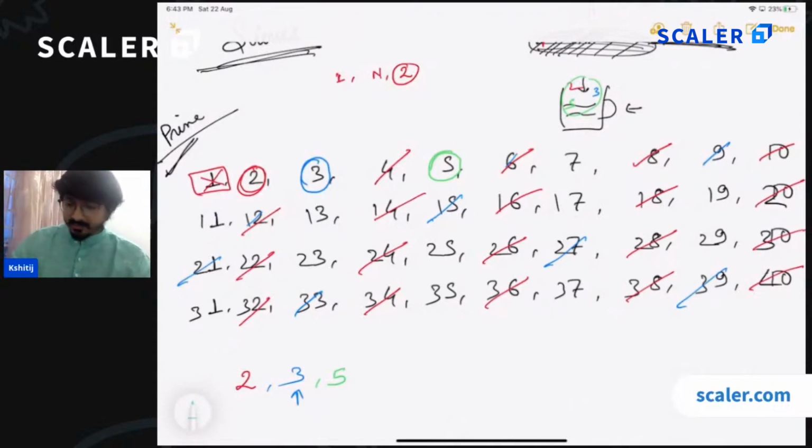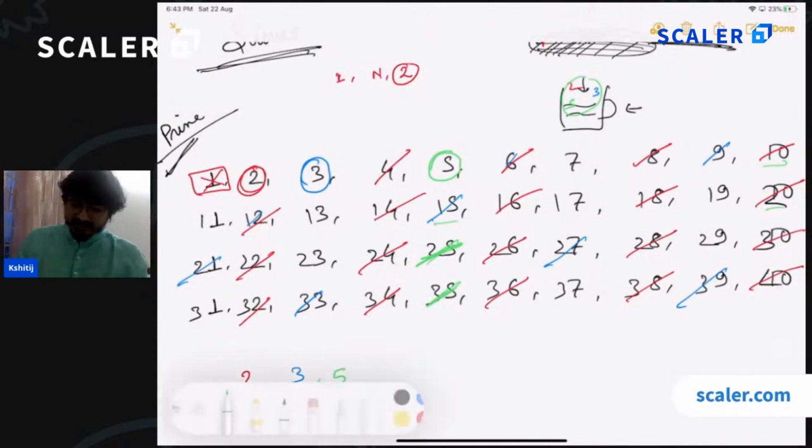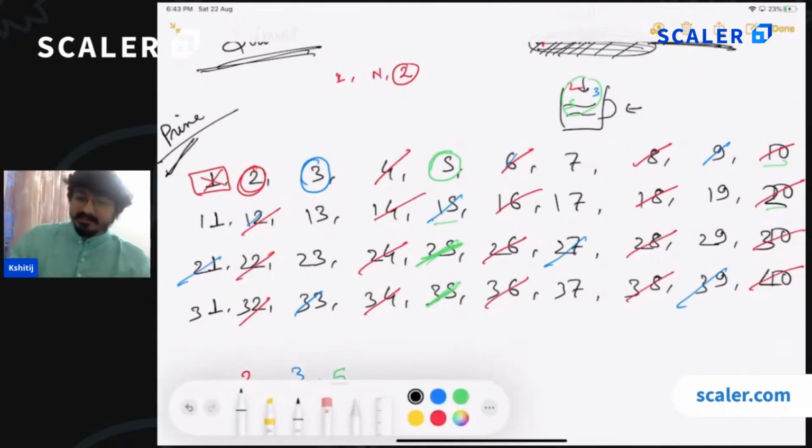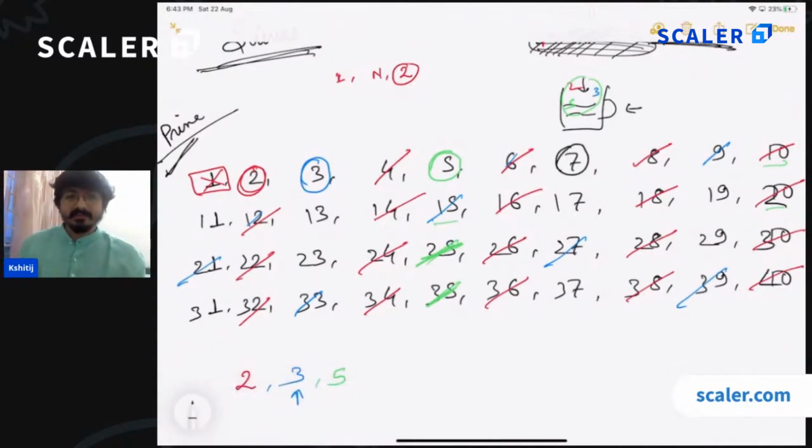Currently I can see that most multiples of 5 have already been removed. 10 is gone, 15 is gone, 20 is already gone, 25 is remaining. So we'll remove 25 as well, and then 35. Then what is the next available number in this list? The next available number here is 7. So 7 becomes the next prime number.